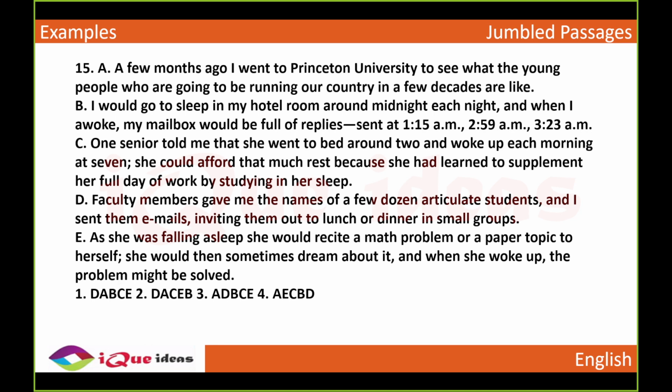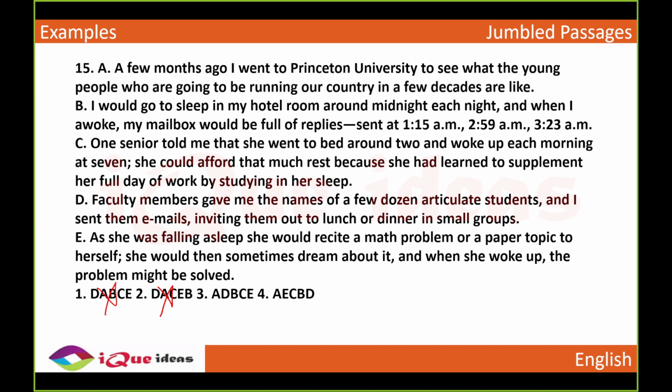Now, this one either starts with a D or it starts with A. D says faculty members gave me the names of a few dozen articulate students and I sent them email. Okay, थोड़ा general सा है. But A says a few months ago I went to Princeton University to see what the young people who are going to be running our country in a few decades are like. तो पहले आप कोई कॉलेज जाके वहां के स्टूडेंट्स को मिलना चाहते हो तो फैकल्टी मेंबर्स कुछ लोगों का आपको ईमेल देंगे. तो A seems to be a better thing to start with than D. So first and second option को तो मैं स्ट्रेट फॉरवर्ड एलिमिनेट कर देता हूं.